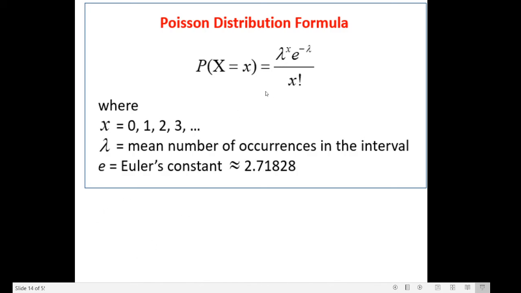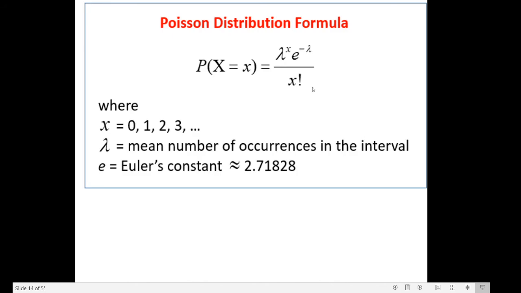In the Poisson distribution, it's a very simple one. The x value they provide in the sum itself. Otherwise we want to calculate the lambda value, which is the mean number of occurrences in the particular interval. We want to find out the mean value. e is Euler's constant, 2.7, a constant value that we substitute. This is a very important equation in biological experiments: P equals lambda power x, e power minus lambda, by x factorial.